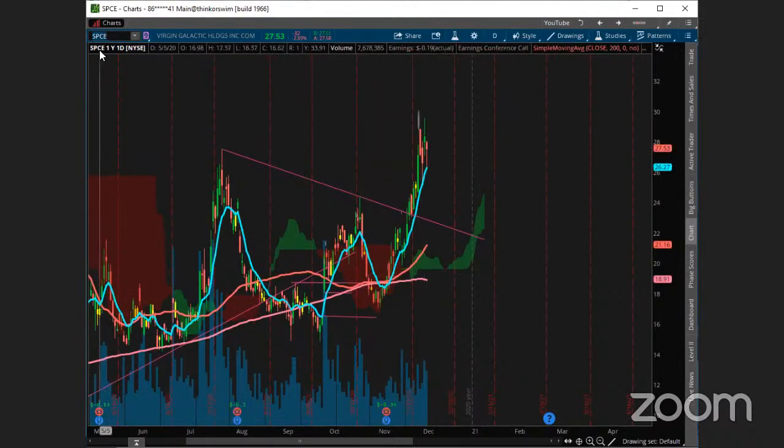Again, some interesting levels up here. It's got some good contracts going on, I think, now with like NASA and stuff. So looking pretty good there.